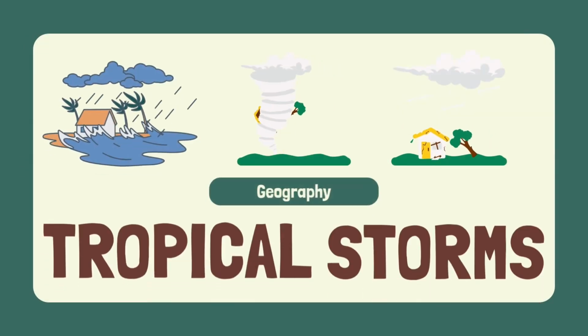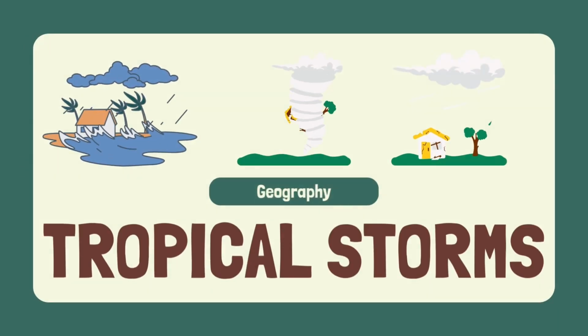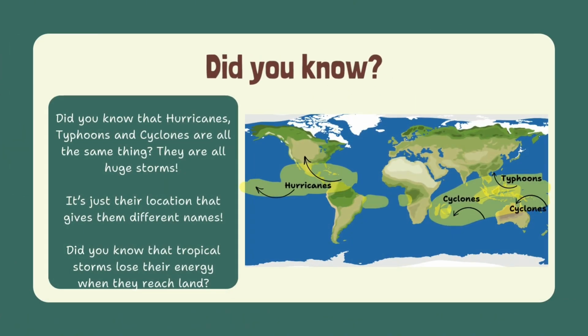Paper 1, Section 1, Tropical Storms. Did you know that hurricanes, typhoons, and cyclones are all the same thing? They are all huge storms. It's just their location that gives them different names. Tropical storms are found usually around the equator. And did you know that tropical storms lose their energy when they reach land?